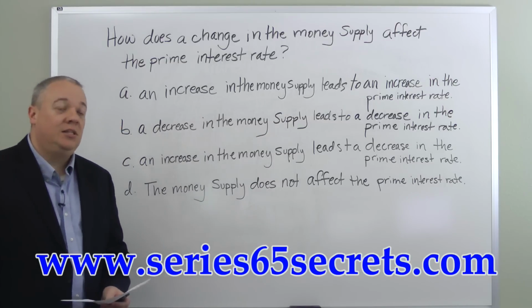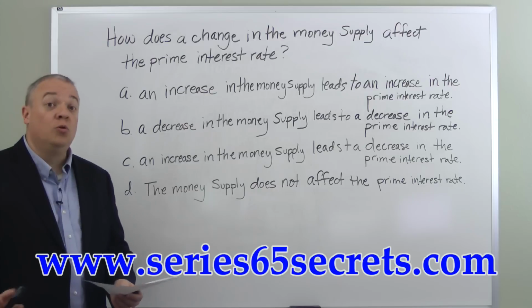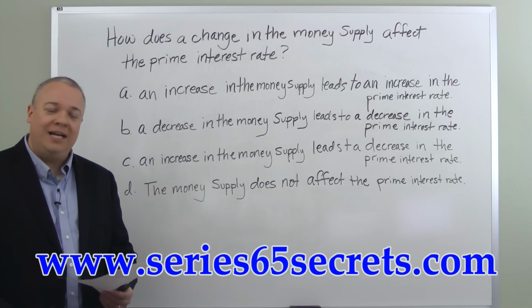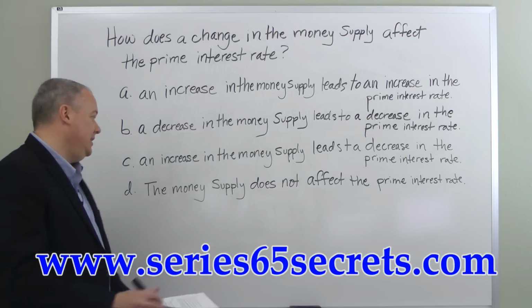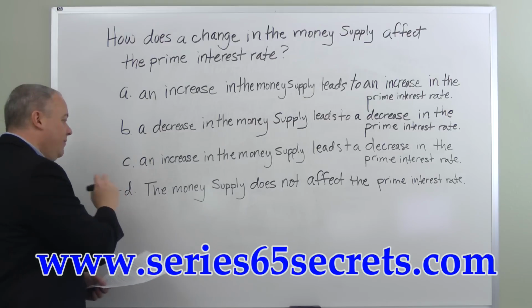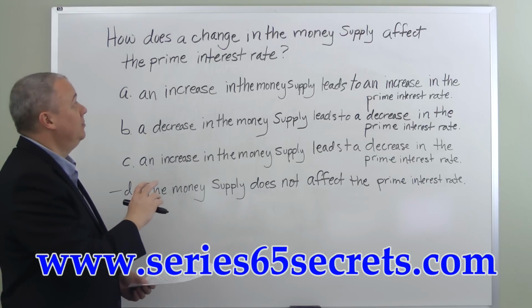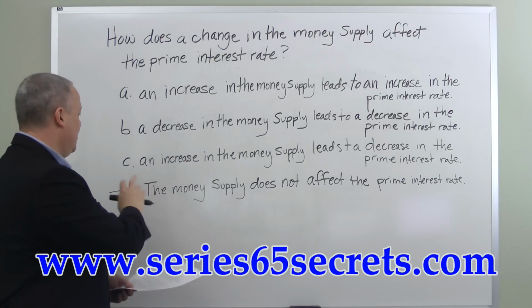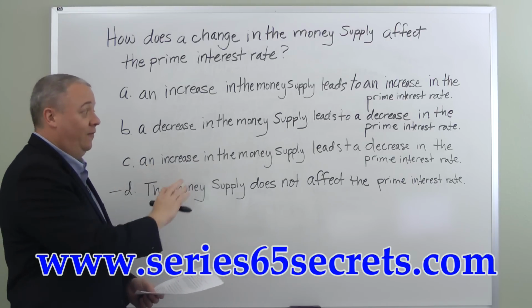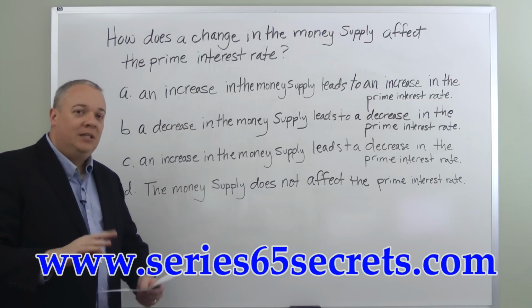So as you're taking this exam and you see this question, let's say you can rule one out automatically, that you know that's just not correct. And in this case, it would be D. And so we'll not even consider D. We know that there is some sort of relationship between the money supply and the prime interest rate. So the answer that says there's no effect has to be automatically put out.